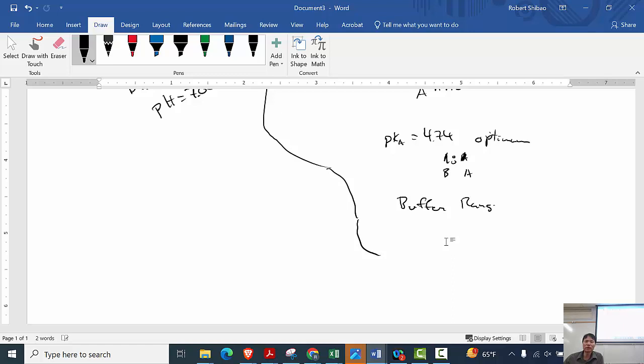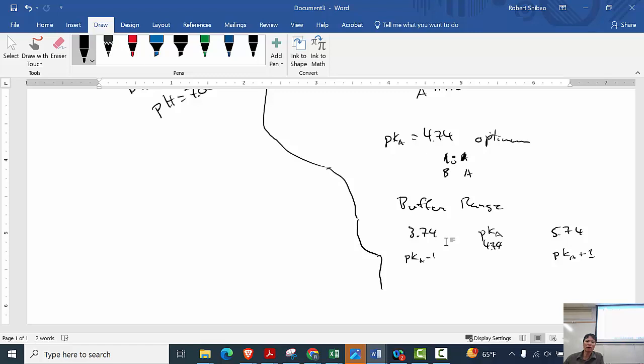Because the buffer range for this system is going to be between 3.74 to 5.74. So we go from the pKa, which is 4.74, plus 1. This would be pKa plus 1. Down to the pKa minus 1. Now, if you recall from the Henderson-Hasselbalch equation, if we had a pKa plus 1, what is our log of the ratio? Our log of a ratio is 1.